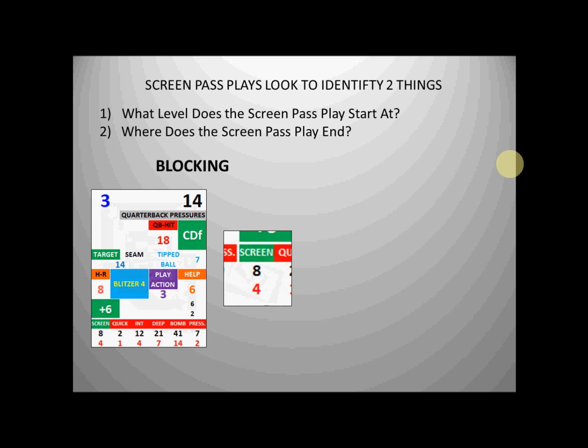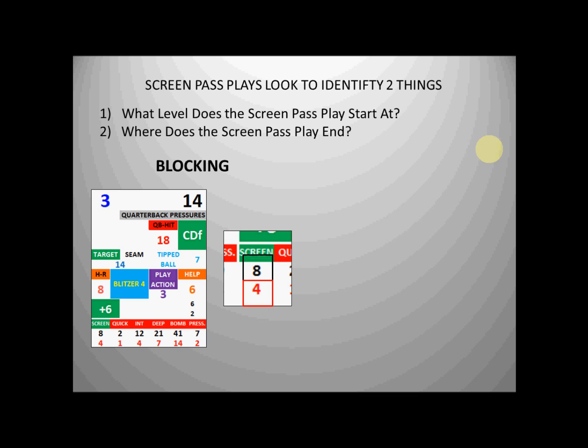let's have a look at the yardage levels associated with the screen pass game on the left PRC. You see that there is a black number and then a red number. If the offense is called on to block it up for the screen game, and they do, then the start level is the black number.